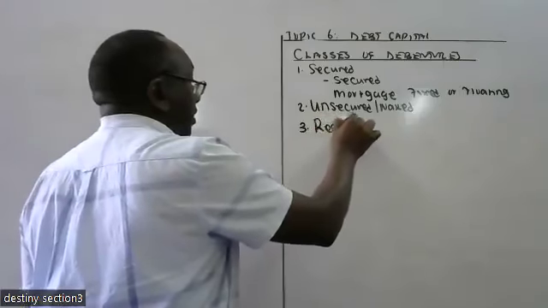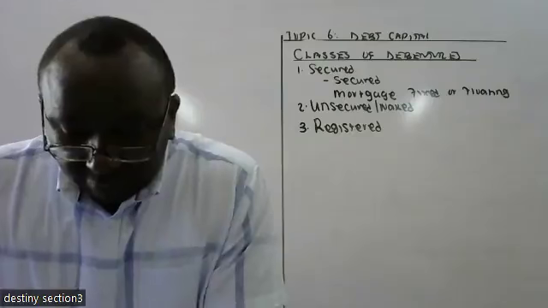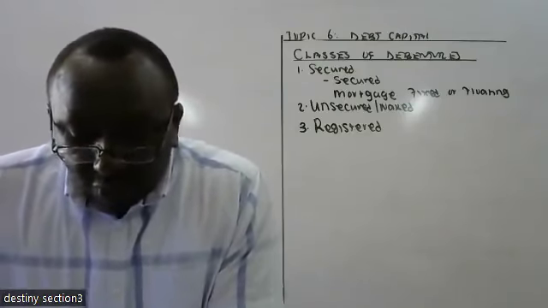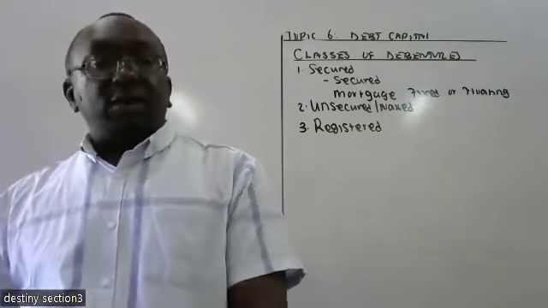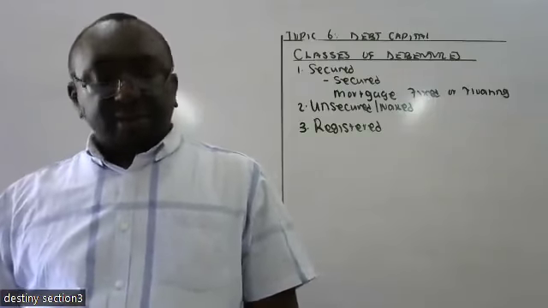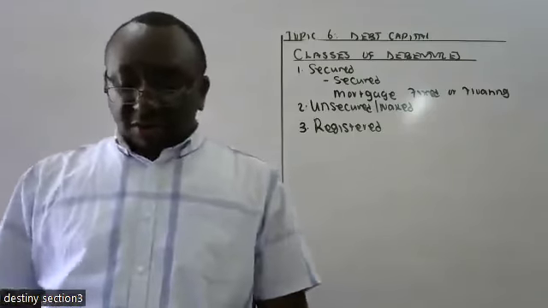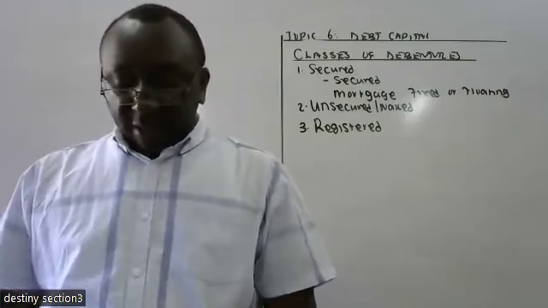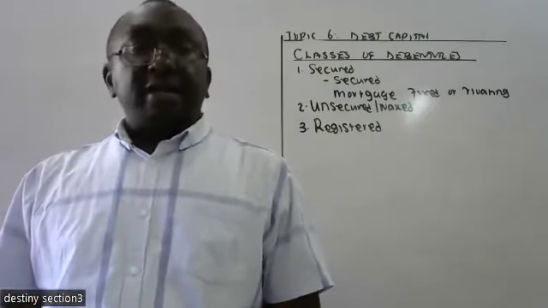Number three, they are called registered. Write that these are payable only to a registered holder, that is, one whose name appears both on the debenture certificate and the register of debentures.